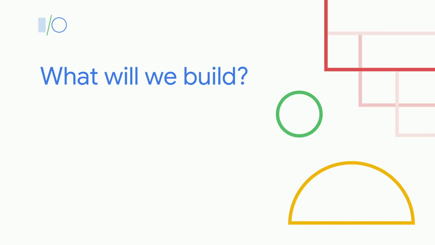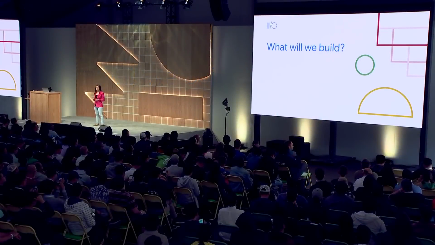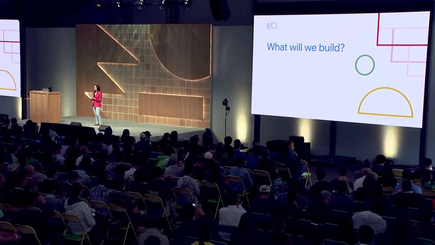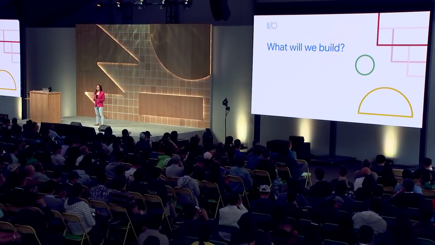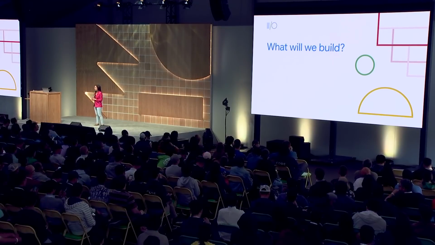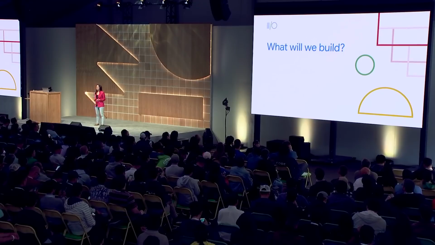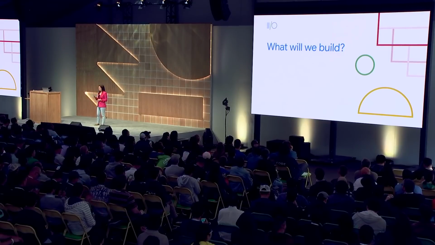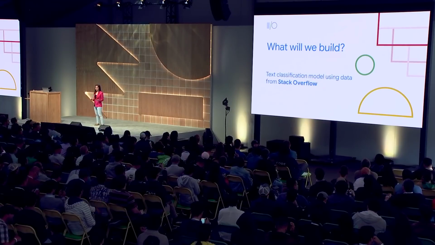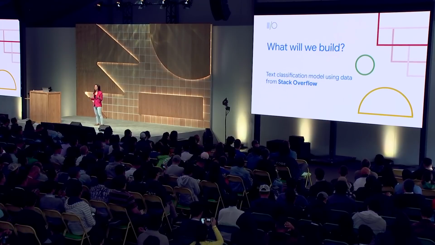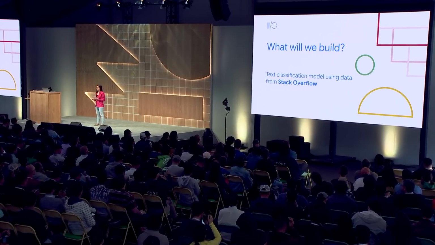So when I was thinking about the type of model I wanted to build for this, I wanted to choose something that would resonate with developers. And as a developer, there's one tool I can think of that I use on a daily basis, and that is Stack Overflow. So I wanted to build a text classification model to see if we could predict the tags of a Stack Overflow question.